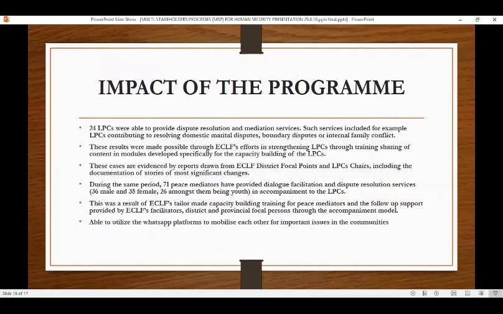And from what we have been saying, regarding dispute resolution mechanisms, we have managed to have at least about 24 local peace committees that have used this program, and they have managed to resolve domestic marital disputes, boundary disputes, and internal family conflicts. These results were made possible through the ECLF training efforts. We also have structures within the communities, like in Matobo, where we have the district focal points, the local peace committee chairpersons and their committees.